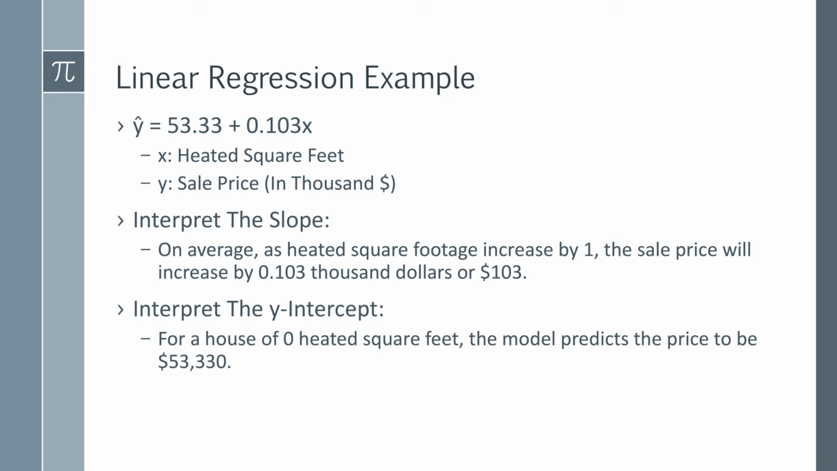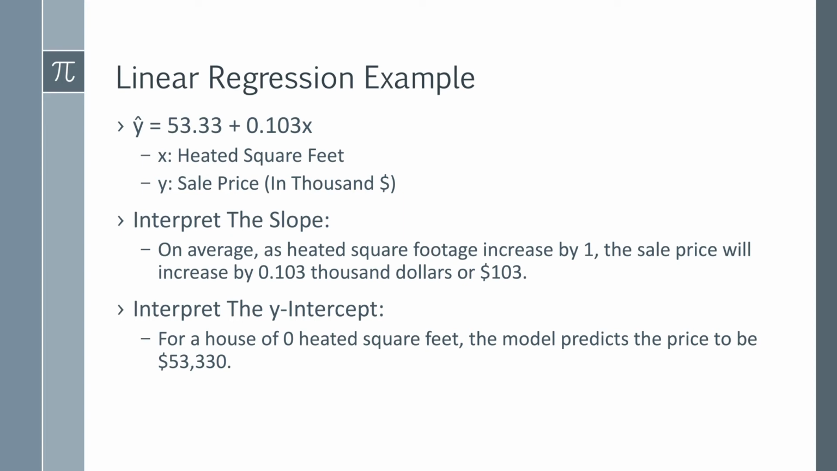Now, to interpret the y-intercept, I'm going to say for a house of 0 heated square feet, the model predicts the price to be $53,330. One thing I want to point out about interpreting the y-intercept is that when you interpret it, it may or may not make sense. All you're doing is saying this is what the model predicts when your x equals 0, because when x equals 0, that's when your line crosses the y-axis.